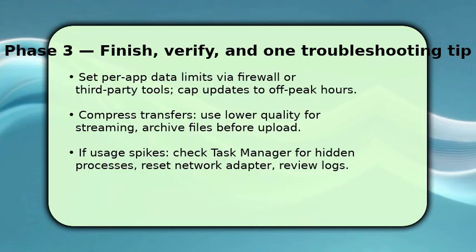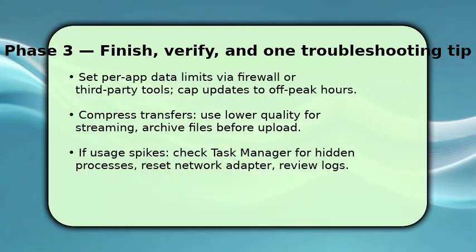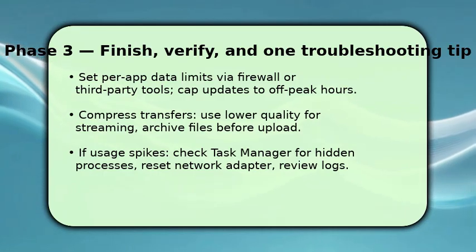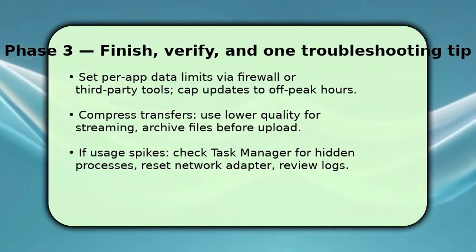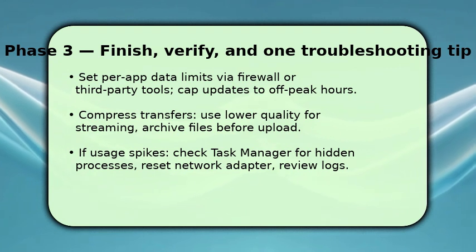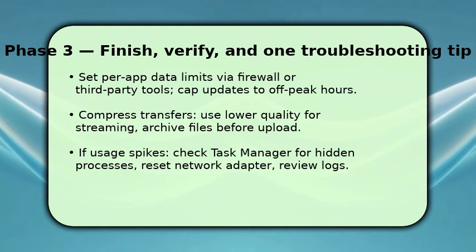This saves obvious GBs. If you see spikes, check Task Manager for hidden processes, reset the network adapter, and review activity logs. If issues persist, temporarily disable sync services one at a time to isolate the effect.